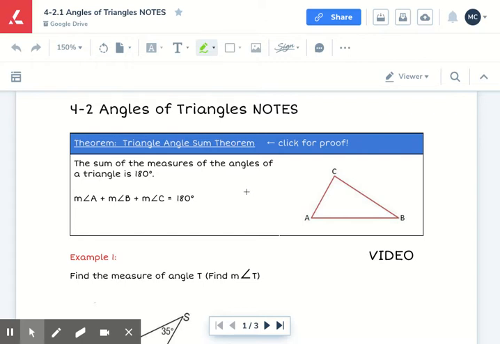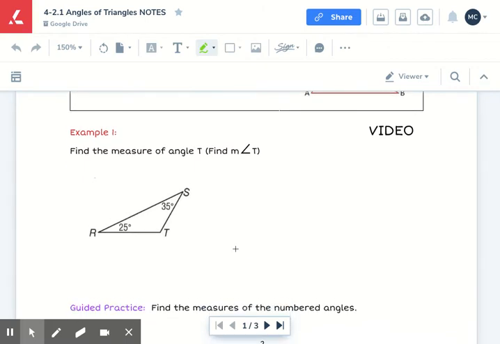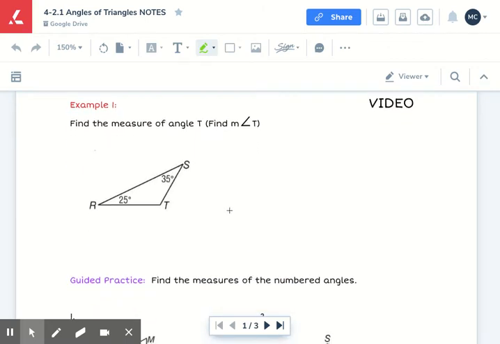So here we go. The sum of the measures of the angles of a triangle is 180 degrees. That's what this theorem states. So in this triangle over here, we would say the measure of angle A plus the measure of angle B plus the measure of angle C is equal to 180 degrees. Now we'll do a couple of examples there.